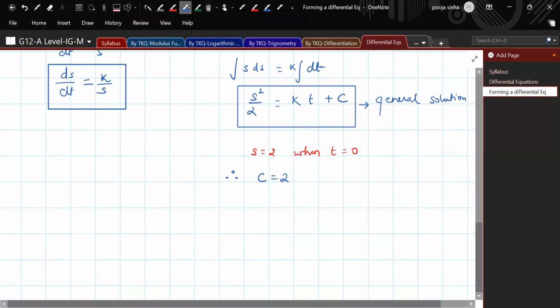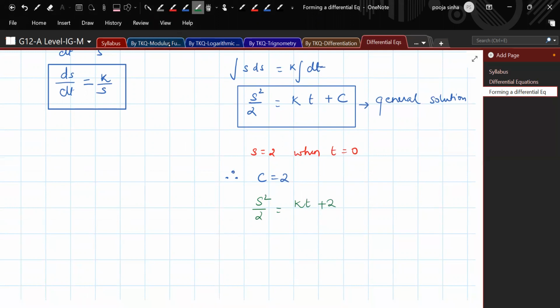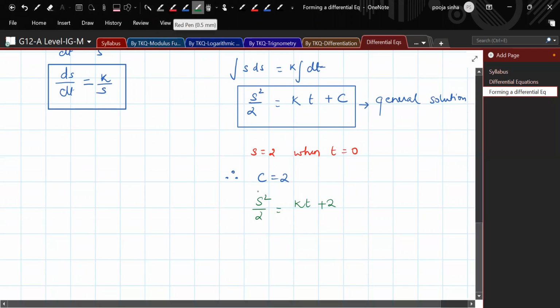तो अब मैं I'm just modifying the statement. तो मेरा statement क्या बना? S square upon 2 is equal to KT plus 2. Can you see there is one more variable? S और T के अलावा एक और वेरिएबल, एक और नंबर K है. So we will use the second statement for finding out the value of K.